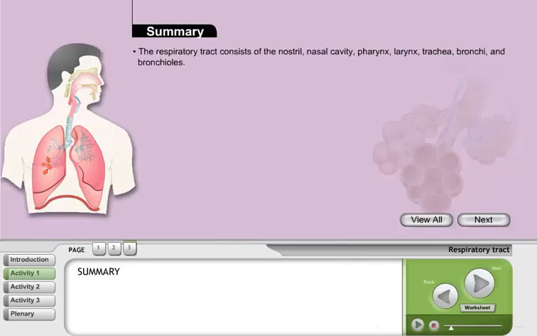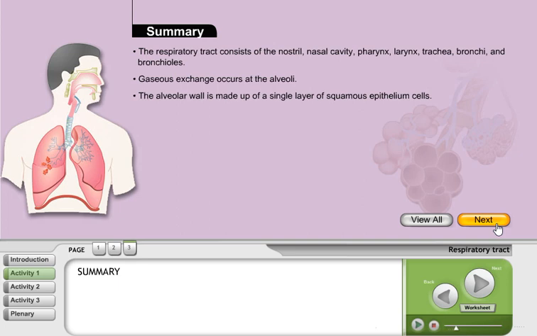Summary. The respiratory tract consists of the nostril, nasal cavity, pharynx, larynx, trachea, bronchi, and bronchioles. Gaseous exchange occurs at the alveoli. The alveolar wall is made up of a single layer of squamous epithelium cells. Flattened endothelial cells line up the capillary wall.